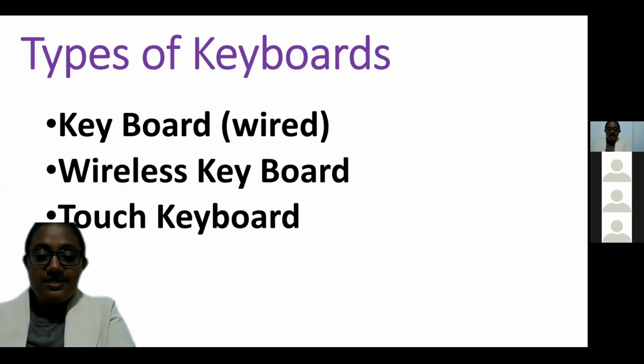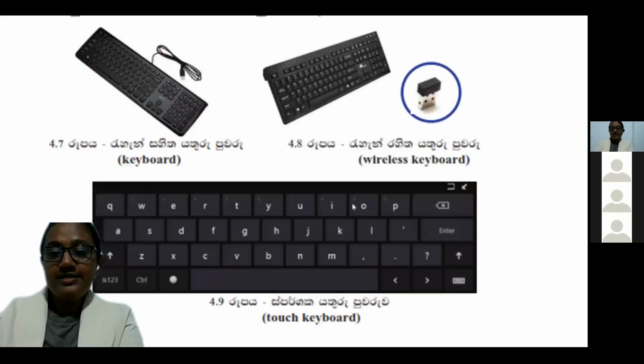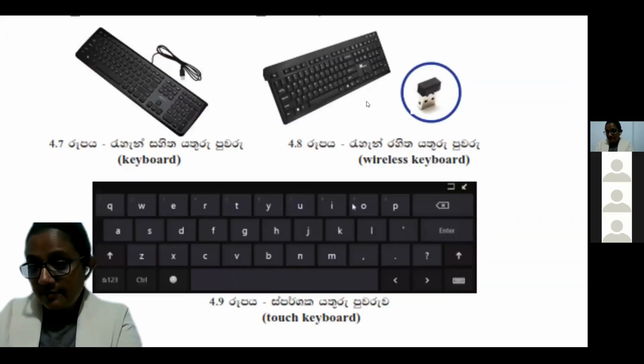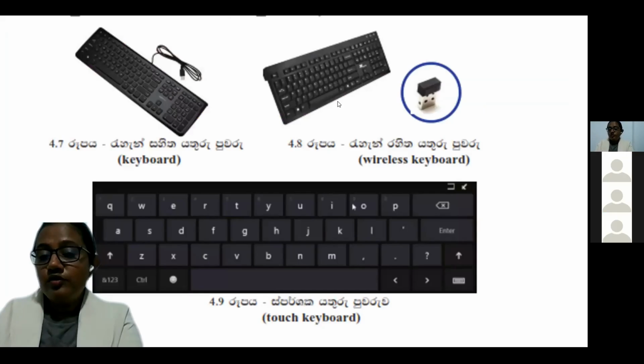Let's see some images. Here you can see a wired keyboard. So the wired keyboard is connected to the computer via cable. Cable එකකින් තමයි connect වෙන්නේ. Right? And next one, wireless keyboard. Right? So we use Bluetooth technology. අපි Bluetooth වලින් තමයි connect කරන්නේ. Next one, touch screen or touch keyboard.